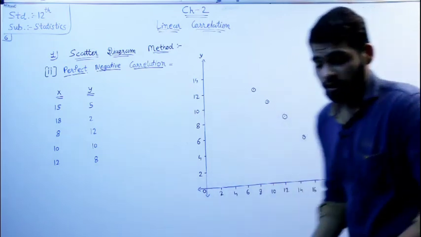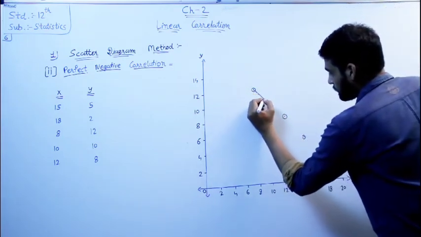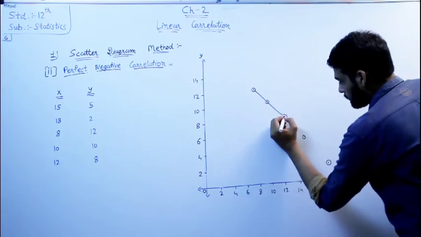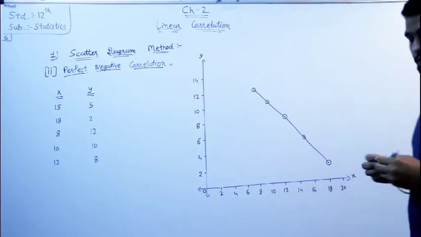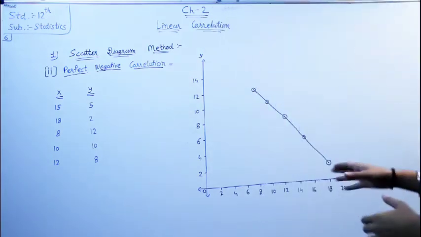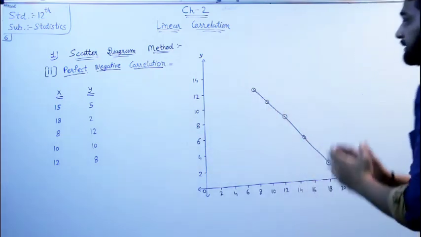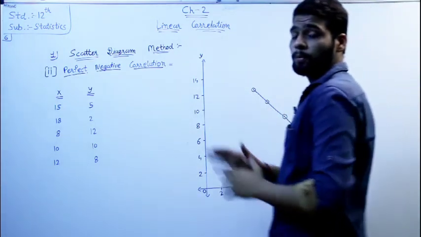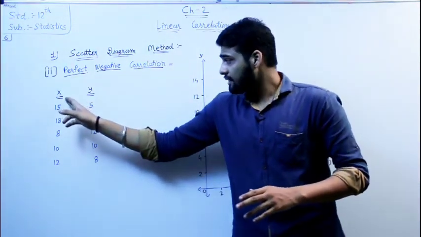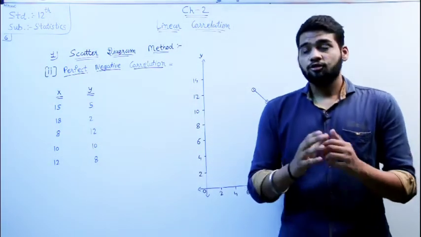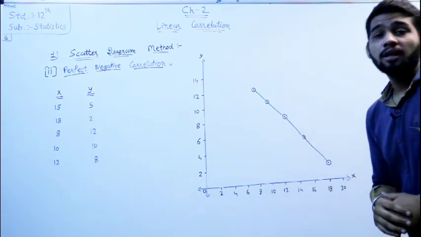Now we join the line. So students, you can see that this line direction is downward and also left to right. That means this graph shows the perfect negative correlation between two variables x and y. Please note down this sum in your notebook and please draw this graph in your graph book.